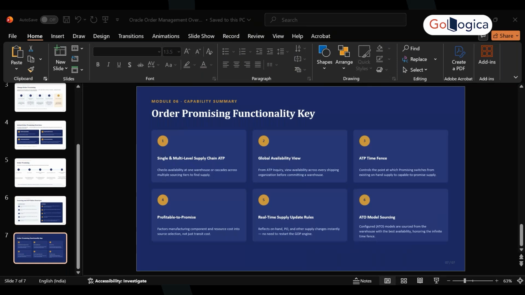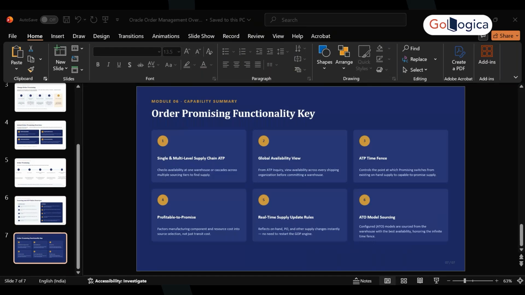So overall business benefits: by combining all these capabilities, Oracle Global Order Promising enables the organization to provide accurate delivery commitments and optimize inventory utilization across multiple warehouses. It reduces the transportation and fulfillment cost. It improves customer satisfaction through reliable promise dates. It supports complex global supply chain networks. It makes intelligent fulfillment decisions using real-time supply promises. It increases the overall operational efficiency and profitability.